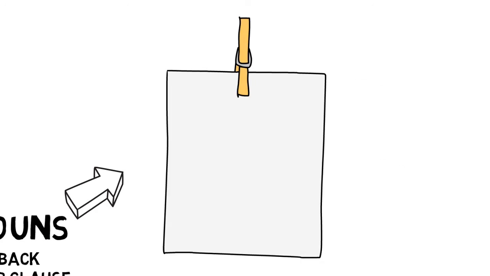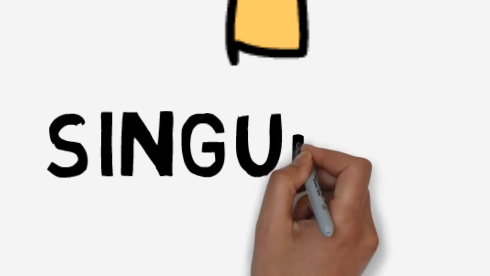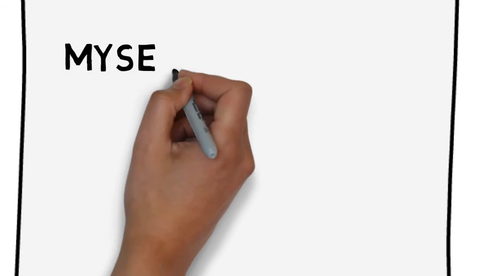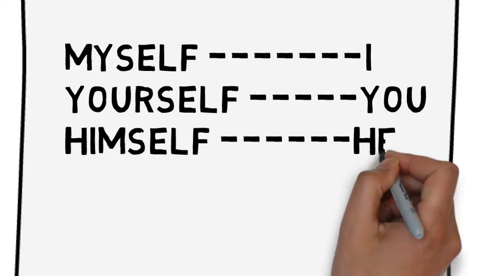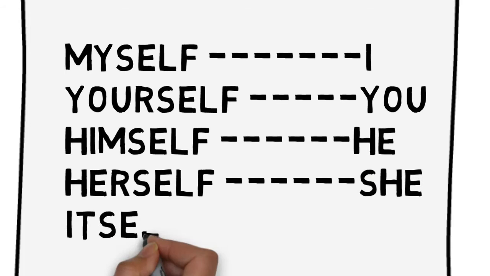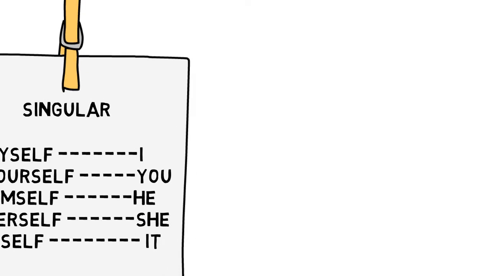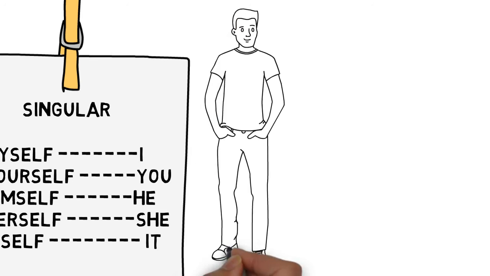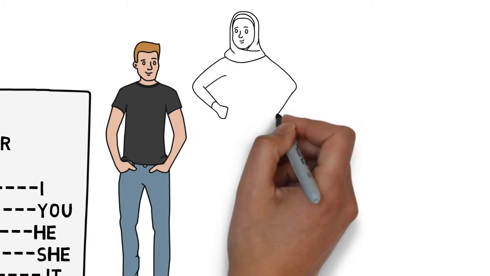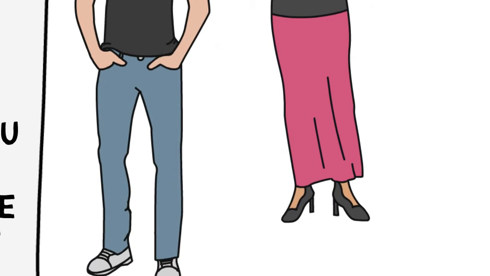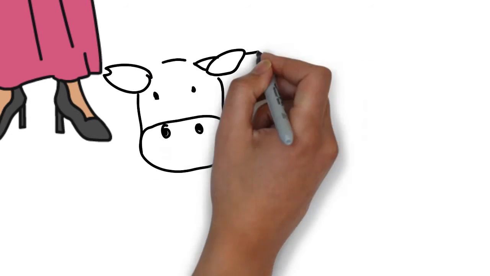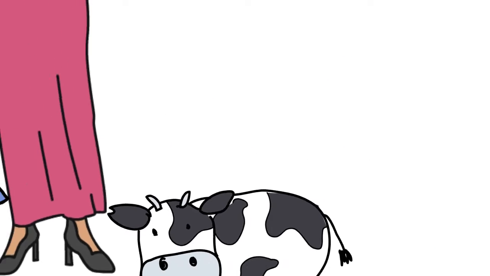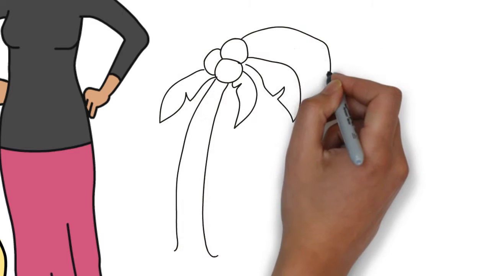Reflexive pronouns are divided into two. The first is for singular. It is usually ended with self: myself, I; yourself, you; himself, he; herself, she; and itself, it. Self is single. A man, a woman, a girl, but it can be a thing like an animal, for example, a cow or a tree.